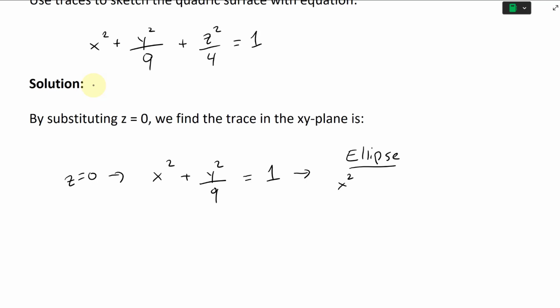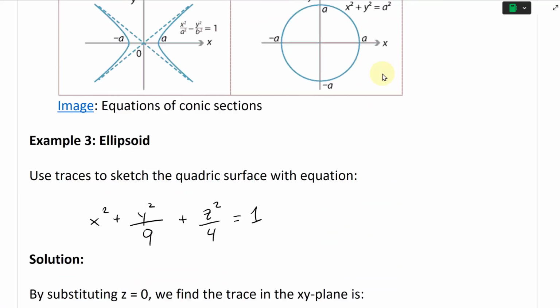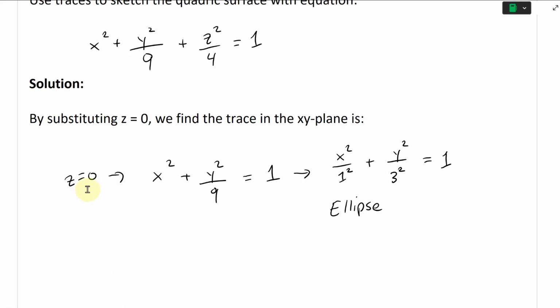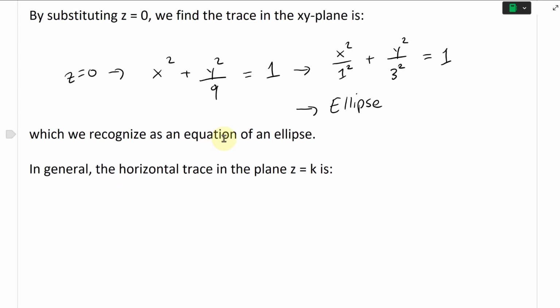I just shifted the stuff around to put the ellipse at the bottom. So for completeness, you're going to have x squared over 1 squared, which is just 1, and it doesn't change anything. And then the next one is y squared over, instead of 9, we could write 3 squared, and this equals 1. So our a is 1, and our b is 3. So there's an ellipse: x squared divided by a squared plus y squared divided by b squared equals 1. So we have an ellipse like that, and this is for z equals 0.